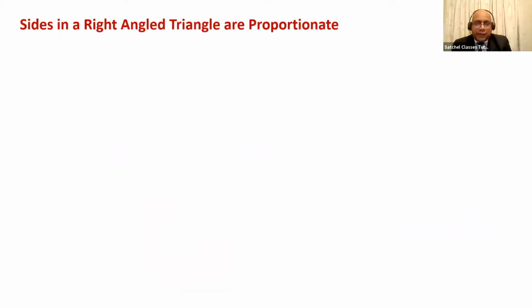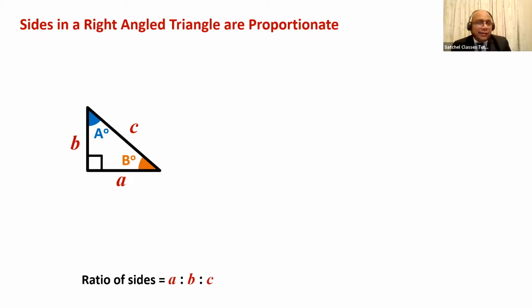So what is the premise on which trigonometry is based? The premise is simple: sides in a right angle triangle, or in fact, sides in any triangle are proportional. For example, let's say we have a triangle with side lengths A, B, and C, with C being the hypotenuse, and two of the angles are A degrees and B degrees. The third angle, of course, is 90 degrees. What's the ratio of the sides of this particular triangle? The ratio of the sides is A is to B is to C.